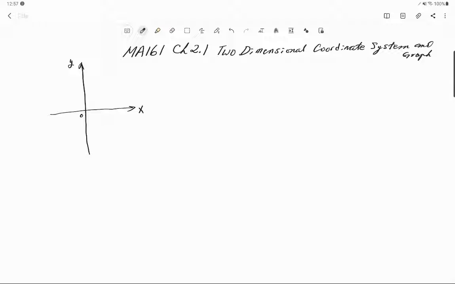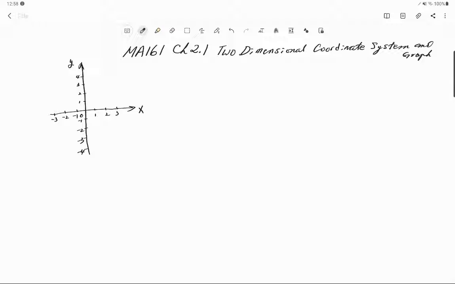So starting from this point, let's say x is a horizontal number line. As you go to the right, it's 1, 2, 3. As you go to the left, the values will be -1, -2, -3. And y is a vertical number line. As you go up, the y value is positive, and as you go down, the numbers will be negative values.